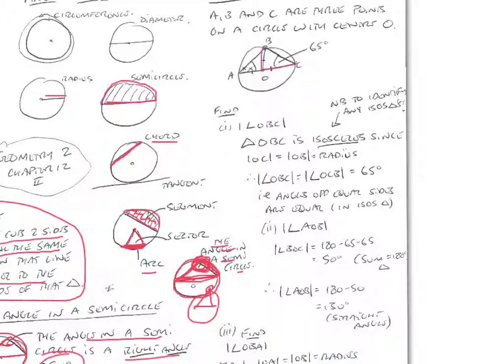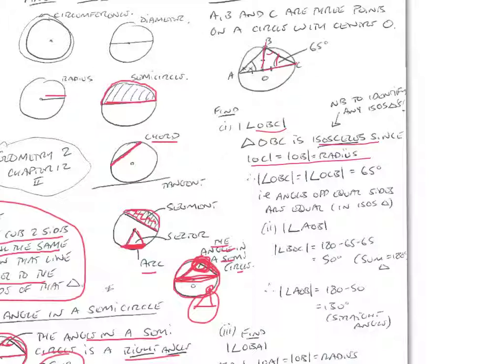Okay, so to do the solution and to find the angle OBC. Triangle OBC is isosceles since OC is equal to OB, which I've just drawn there. OC is equal to OB. Therefore, the angle OBC, this angle, must be equal to OCB, that angle.